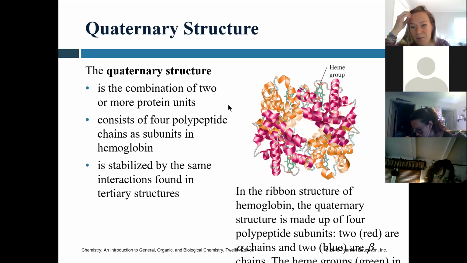What's happening in this quaternary structure? Think about taking your phone cord, okay, that's curled, and you fold it up into a ball, and then you put it in a box with four other cords or three other cords. That's what's happening at the quaternary structure, okay? These are separate proteins that are kind of globbing or sticking together.